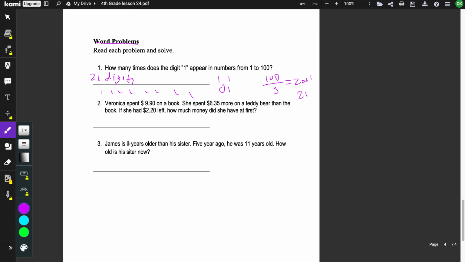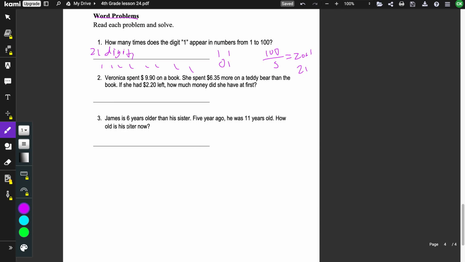But moving on, we're just going to do 3. Don't worry about 1; it's a hard one. But 3, it says James is 6 years older than his sister. 5 years ago, he was 11 years old. How old is his sister now? And don't mind the spelling of this. It's actually not that bad.